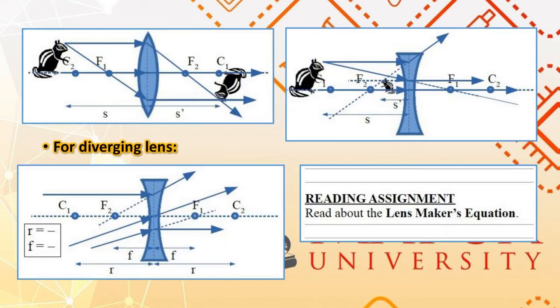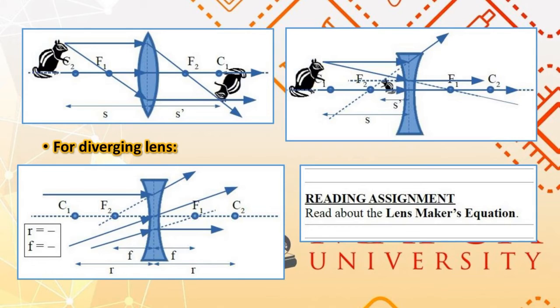And for a diverging lens or concave lens, both the radius of curvature and the focal length are negative. Again, for a diverging lens, R and f are both negative. As you can see, the location of F2, the secondary focal point, is in front of the lens. Therefore, f is negative.